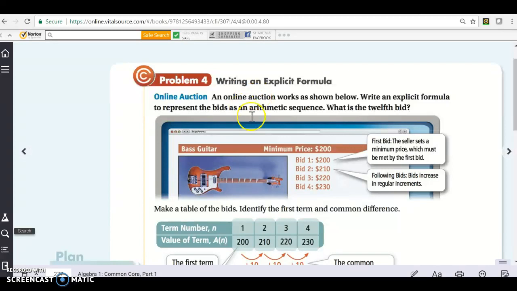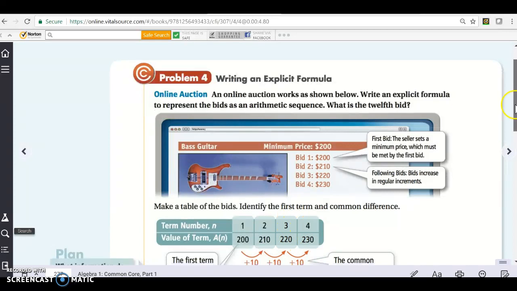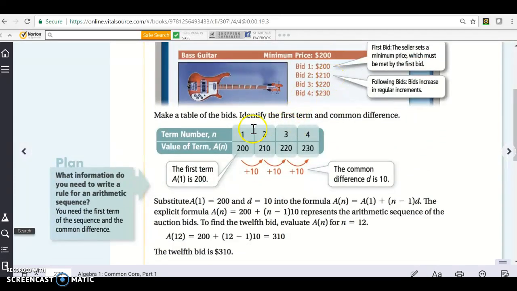So again, those are our natural counting numbers, 1, 2, 3. And here are our terms. So a sub 1 is 200, a sub 2 is 210, a sub 3 is 220, and a sub 4 is 230. All right, so we can look at the common difference now, and we see that each time I'm adding 10. So my common difference is 10. So a sub 1 is 200 and my d is 10. Those are the two terms that I need to find in order to do my formula.